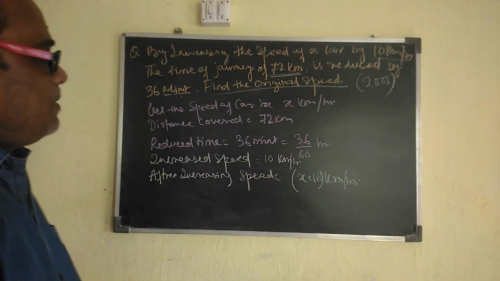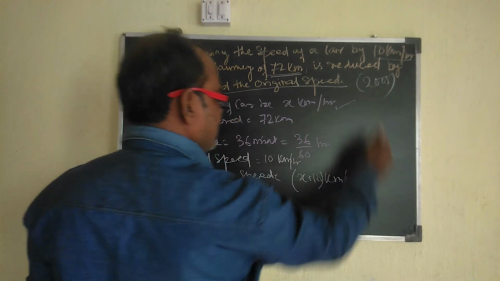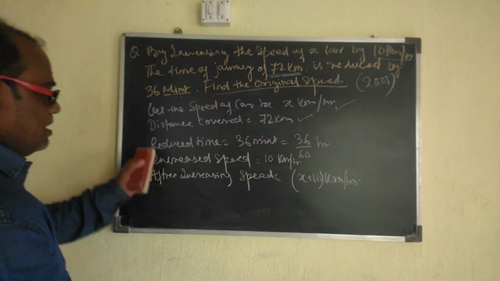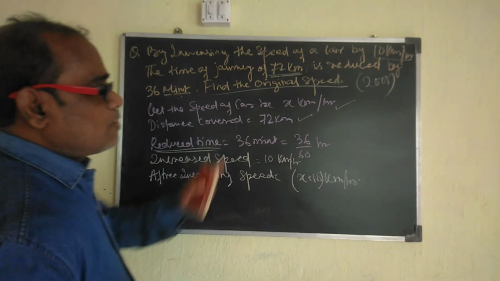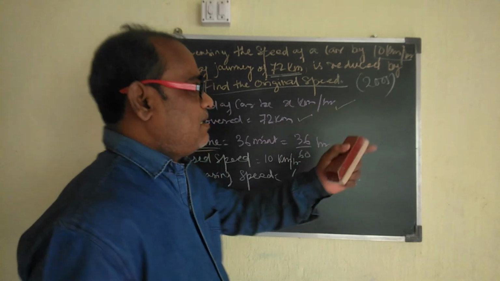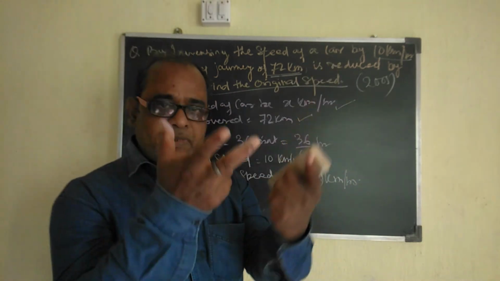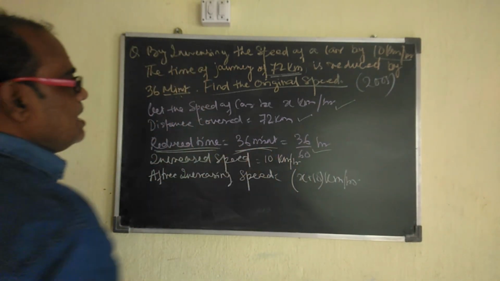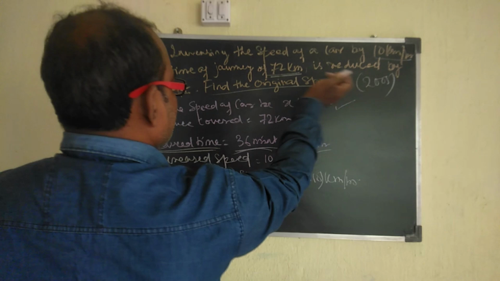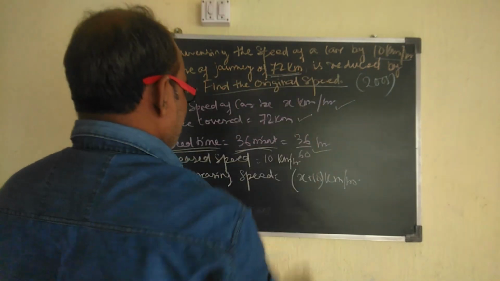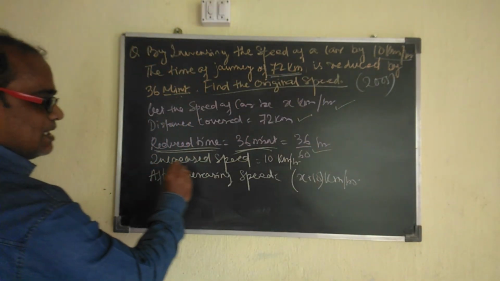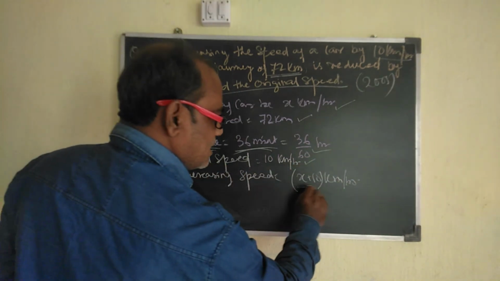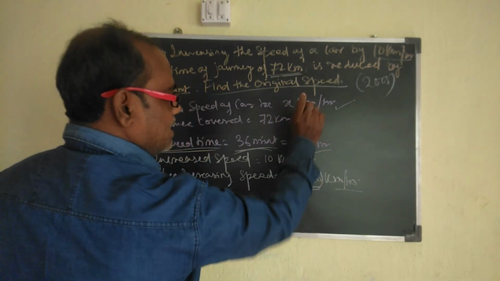So let the original speed be x km per hour, as we always take. Then the distance covered is 72 km. It is given. The reduced time means the difference of the two times, the initial time and the final time. If you subtract them, you get 36 by 60, changing minutes to hours. The journey is of 72 km. The increased speed is 10 km per hour, so after increasing, the speed becomes x plus 10 km per hour because x was the initial speed.